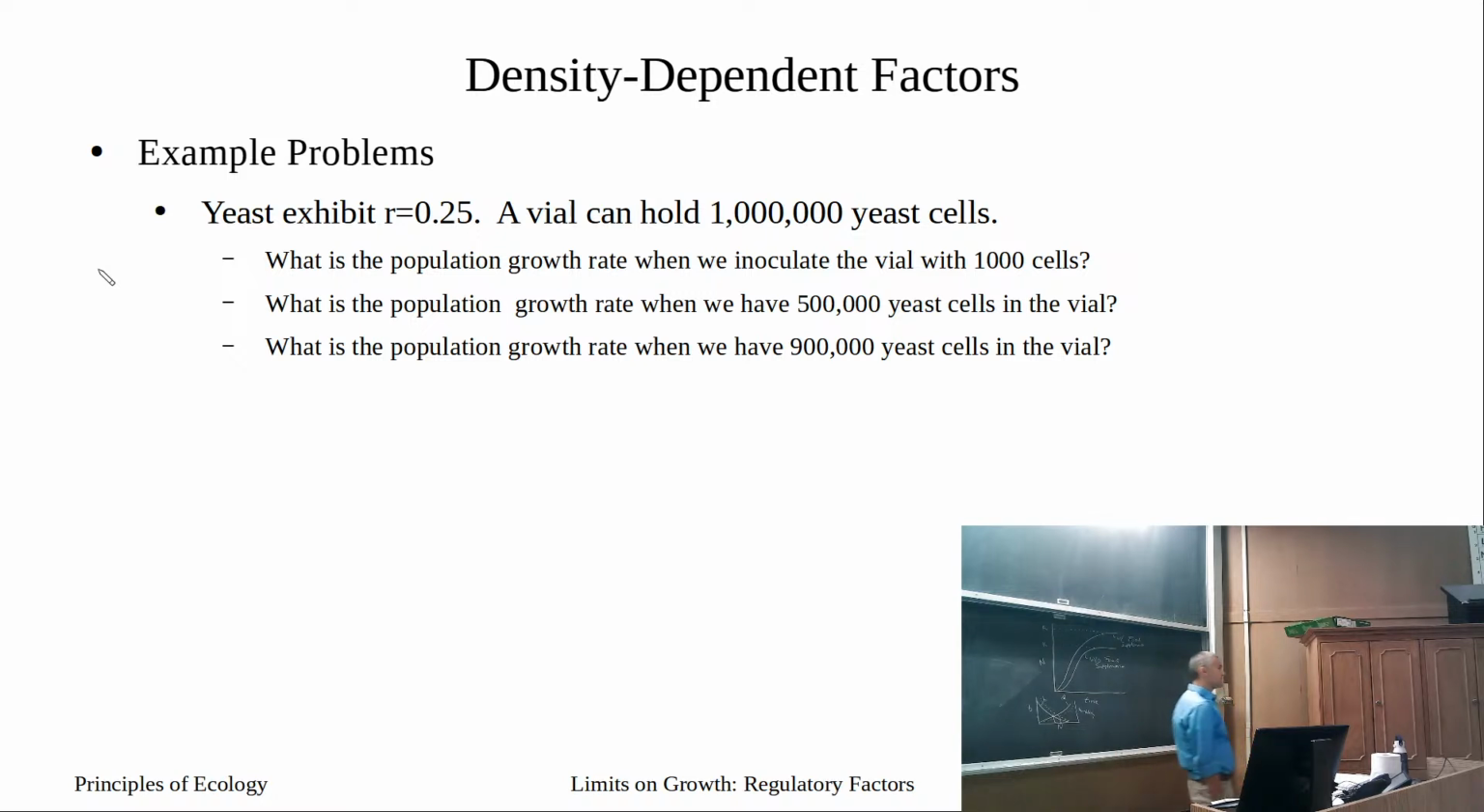Can we model it? Can we estimate it? Yeah, we can. We need to know our R, we need to know carrying capacity, and we need to know the current population size. So here's an example problem. Yeast exhibit an intrinsic rate of growth of 0.25. We're going to grow them up in a vial, and that vial can hold 1 million yeast cells. So we have these 3 questions. What's the population growth rate when we inoculate the vial with 1,000 cells? What's our growth rate when we have 500,000 cells in the vial? And then what's the growth rate when we have 900,000 cells in the vial?